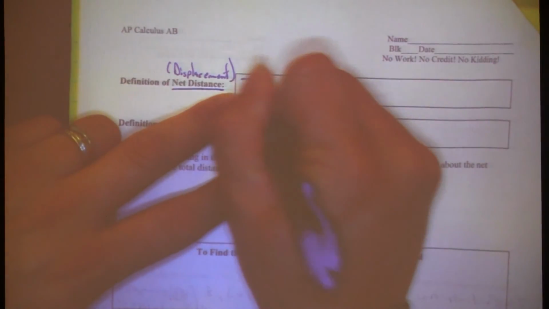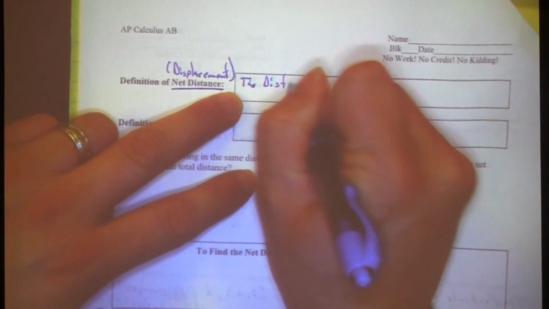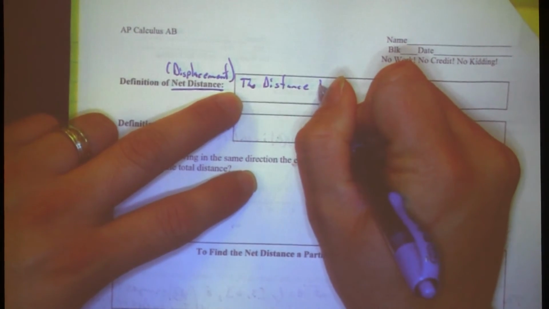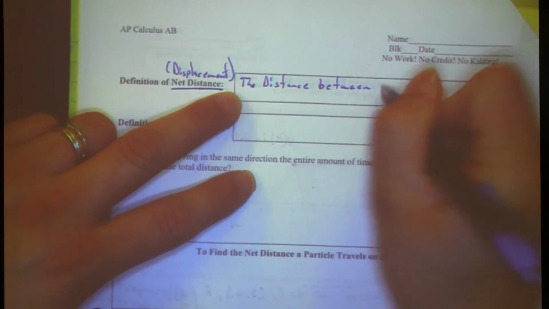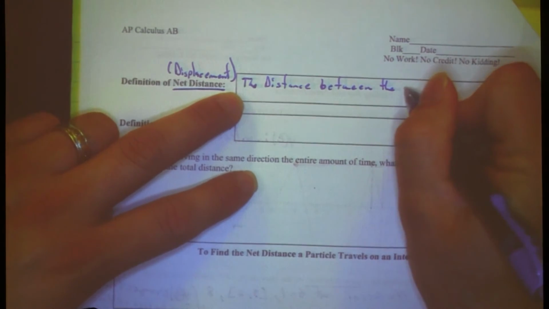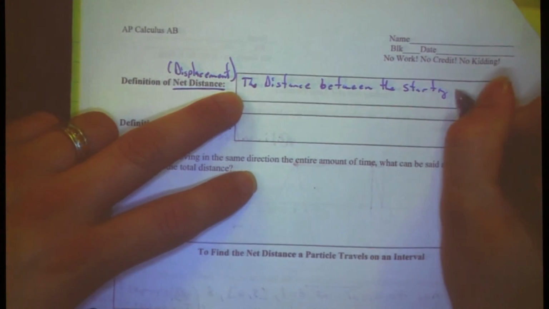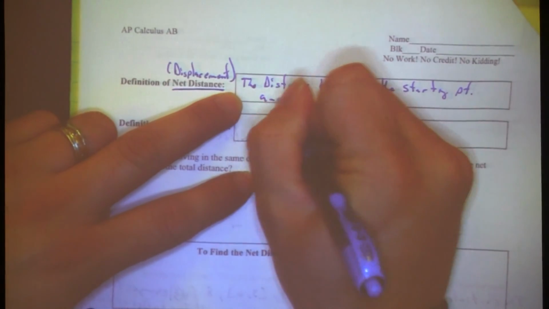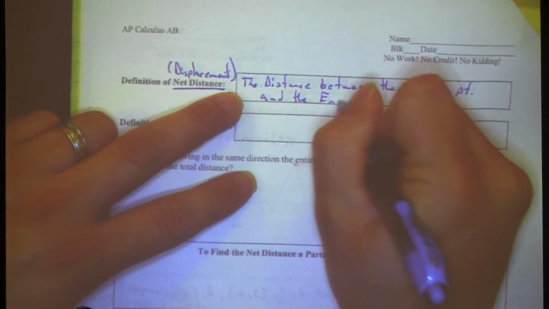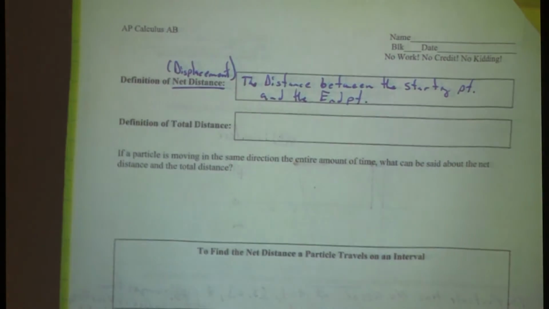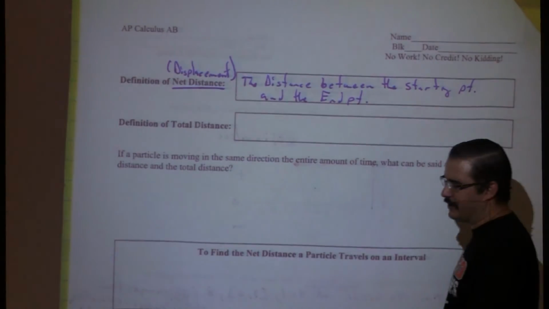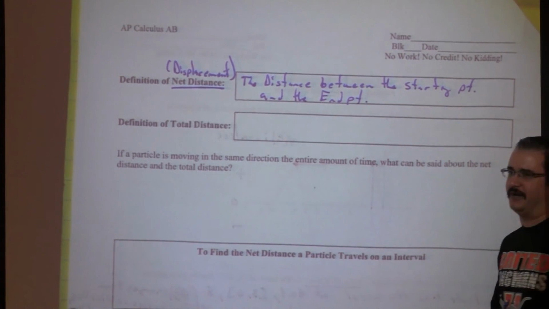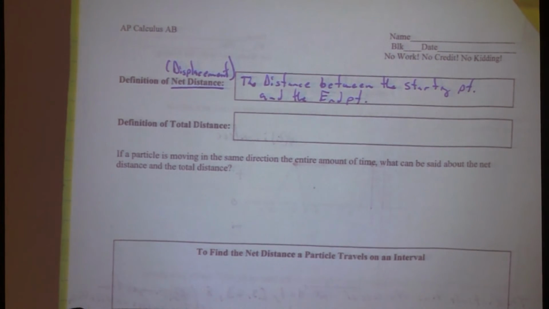What do we say this was? This was the distance, right? Between what? The starting point and the end. The distance from where it was that you started to where it was that you ended. That's it. Doesn't matter what you do in the middle. Doesn't matter that you went forwards, backwards, up, down. From where you were when you started to where you were at your end. Easy?